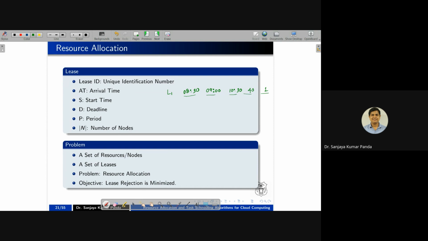So what is the problem here? The problem is that a set of resources and nodes are given to you, right? And a set of leases are given to you. Normally, nodes here means we are taking a 4 node cluster or 5 node cluster. A set of leases are given to you, L1, L2, L3 up to, let's say, Lm. Then your problem is to assign these leases to a 4 node cluster such that the number of leases rejected is minimized. Or you can say the number of leases accepted is maximized. Okay.